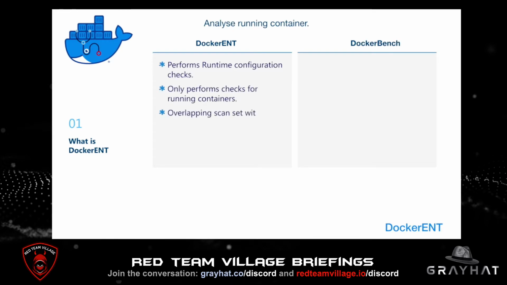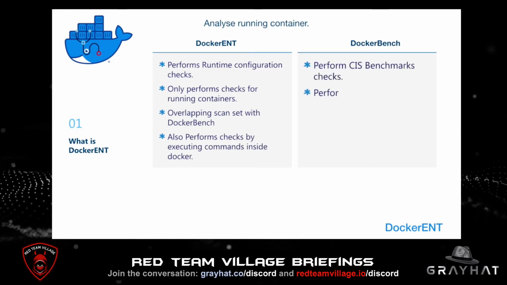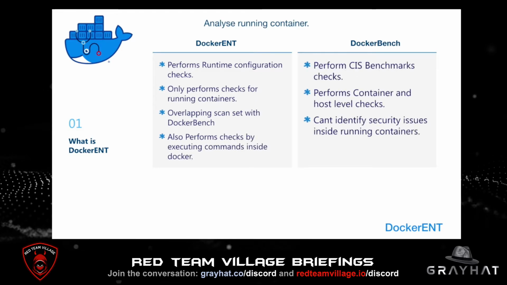Okay, so DockerENT, as I talked about already, will help you perform runtime configuration checks. It can perform the checks by going inside the running containers. Let's say there is an application properties file which has plain text credentials, so it's a compliance issue. This can go inside the running Docker, scan all the configuration files, scan all the properties files, and then give you the list of passwords which are present in there.